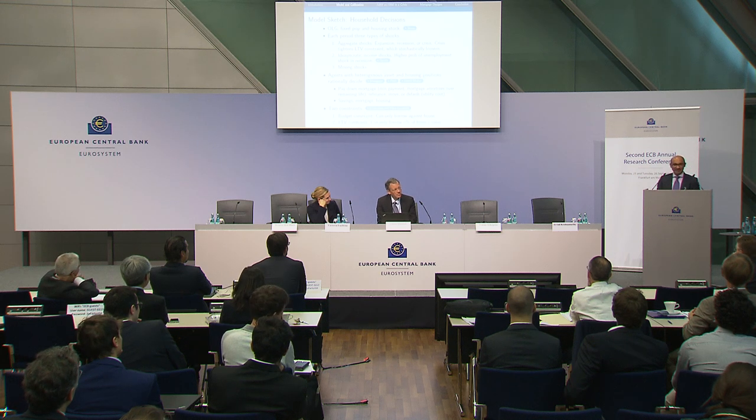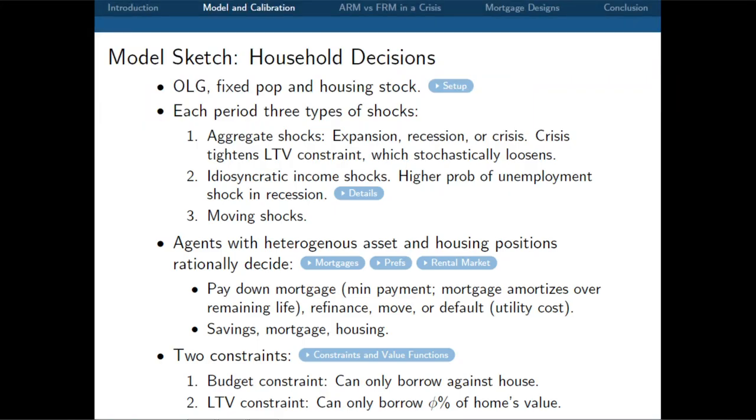But I think you can all fill in the pieces in your head as I talk this through. Okay, so what is the model? As I said, we're trying to build a model that is a realistic representation of a household going through their life cycle, making decisions about when to take on a mortgage, when to buy a house, when to pay down a mortgage, the collection of questions that you would think of as being relevant for mortgages. So the model is an OLG model.